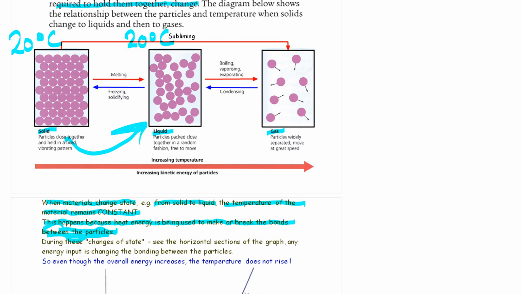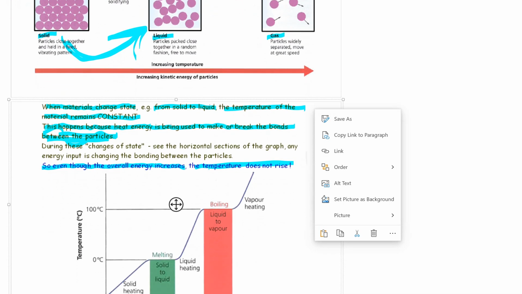So you're putting in energy, you're putting in heat energy, but it's not causing the substance to heat up. What it's doing is it's changing the state from one form to another. It's making or breaking bonds between the particles. It's not increasing in temperature. That's the big thing, right? So even though the overall energy increases, the temperature stays the same. So let's have a look at this graph here.